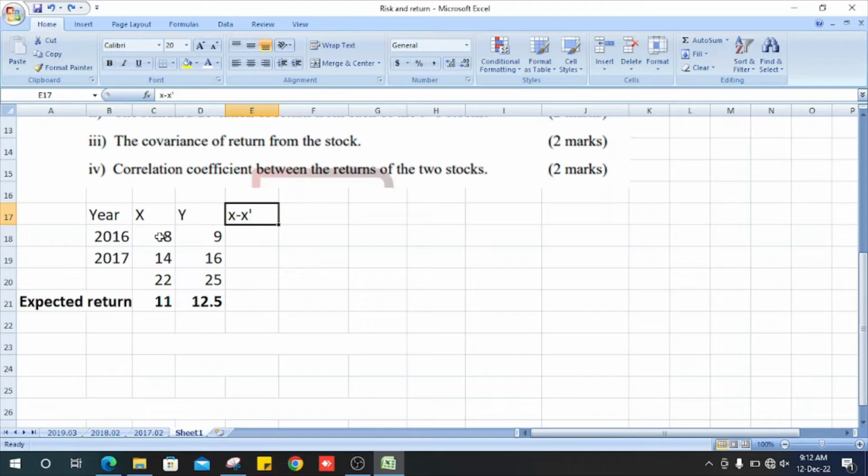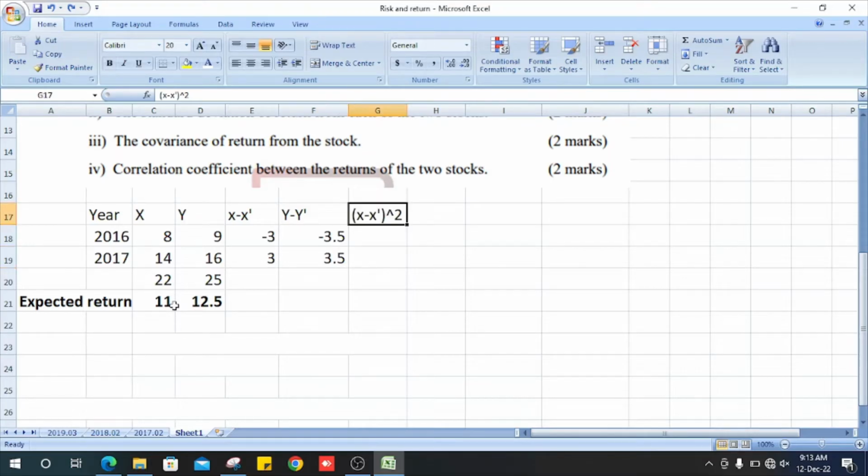Next, get X minus X bar. 8 minus 11 is minus 3. Likewise 14 minus 11 is 3. Y minus Y bar: 9 minus 12.5 is minus 3.5, and 16 minus 12.5 is 3.5.